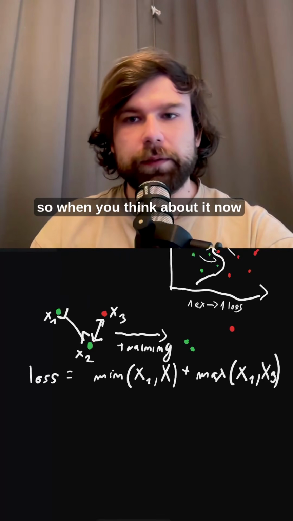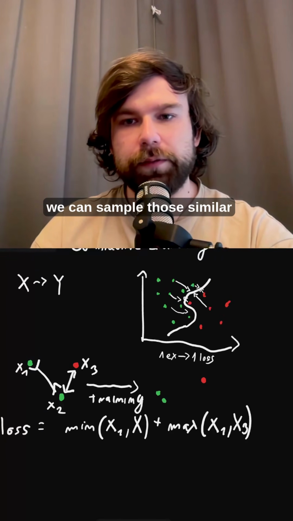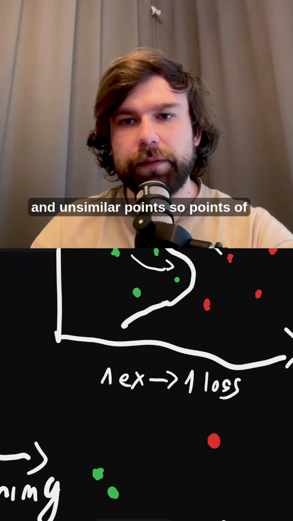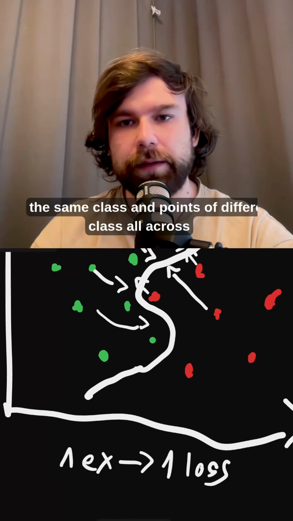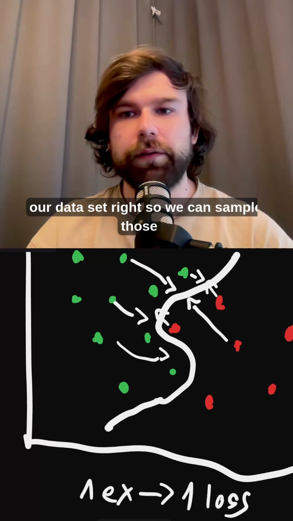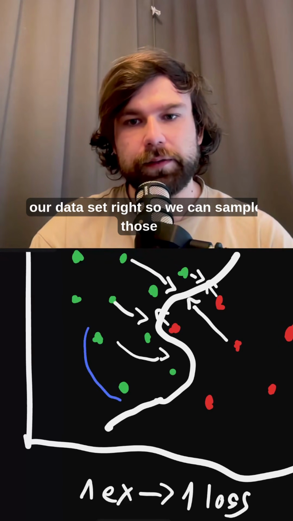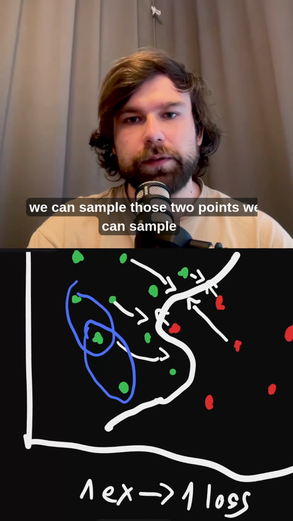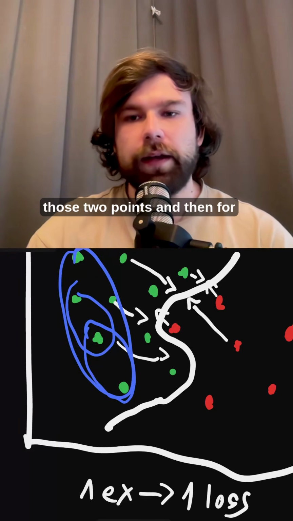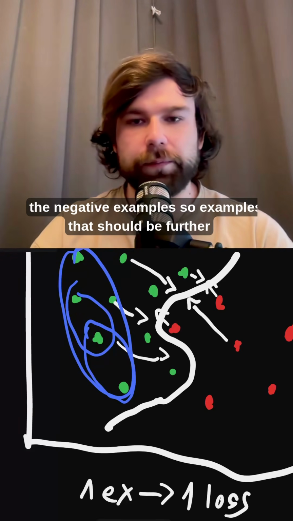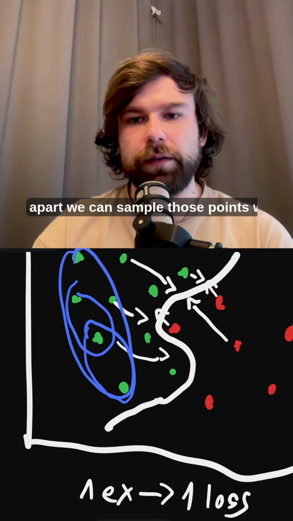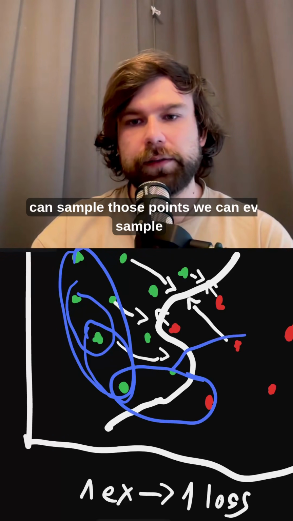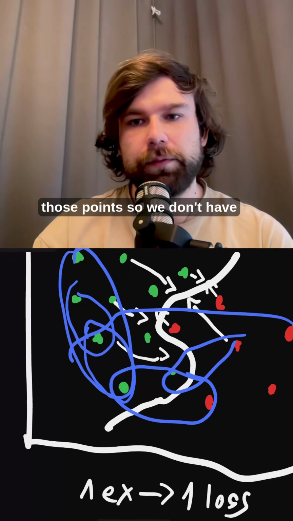So when you think about it, now we can sample those similar and dissimilar points, so points of the same class and points of different class, all across our dataset, right? So we can sample those 2 points that should be close together, we can sample those 2 points, we can sample those 2 points, and then for the negative examples, so examples that should be further apart, we can sample those points, we can even sample those points.